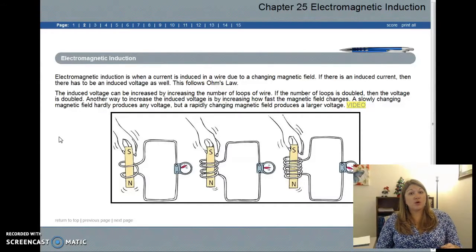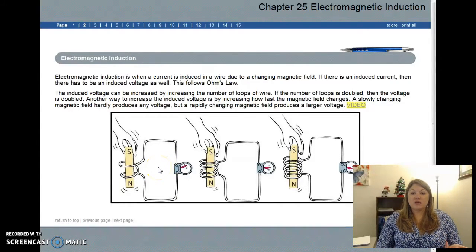Now, we know from Ohm's law that if you have a current, you also have to have a voltage. So we've got both going on there. And Ohm's law also talks about resistance: current equals voltage over resistance. Well, there's resistance in the wires and the meter and anything else that's connected to this circuit. So Ohm's law is still obeyed here.